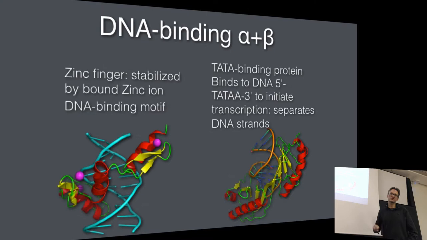So nature does everything that happens in your body cell. If you don't know what's done, it's a protein doing it.